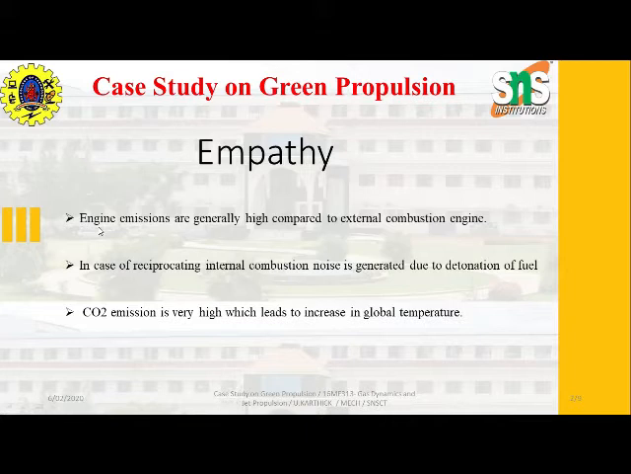We know that while operating IC engines, a lot of noise and vibration is produced, and most important, CO2 emission is very high, and it leads to global warming. So these are the points which I have collected from the end users.